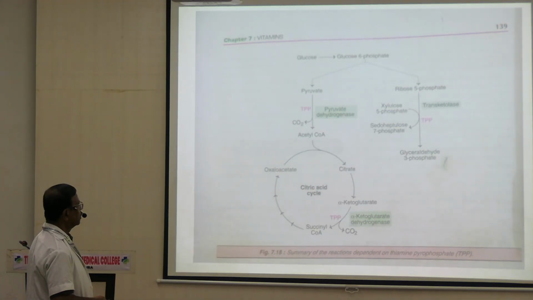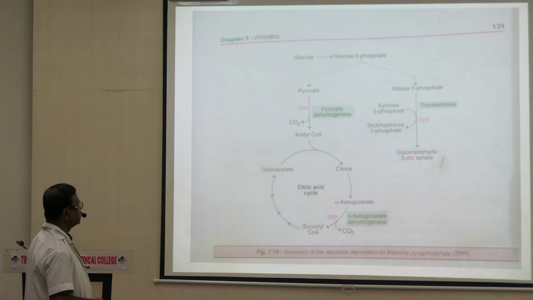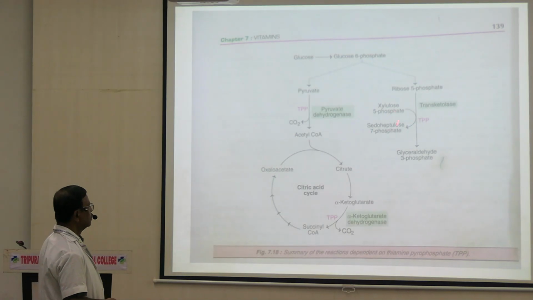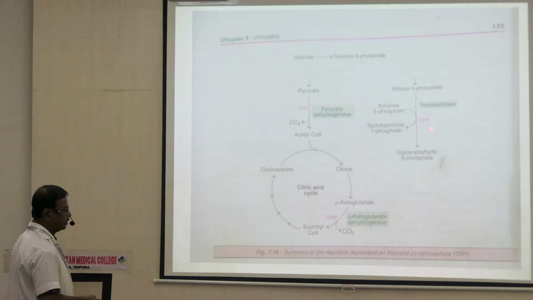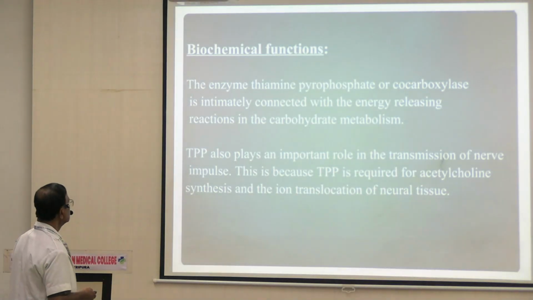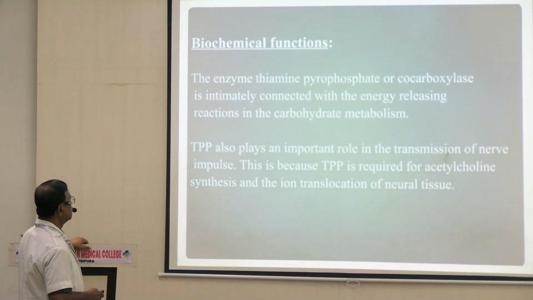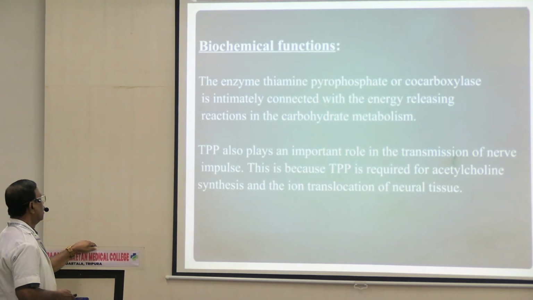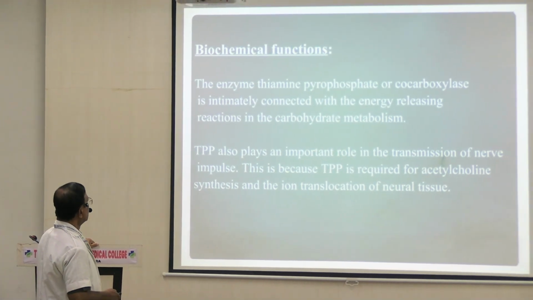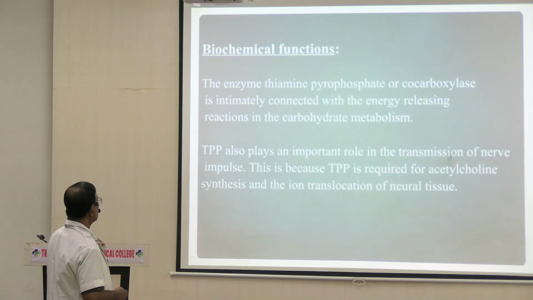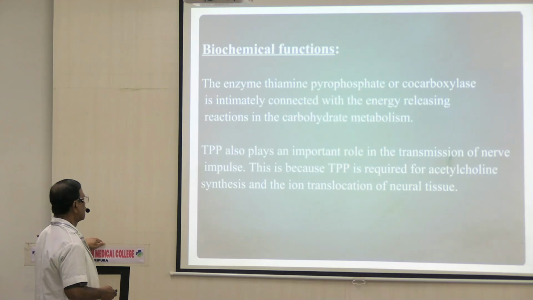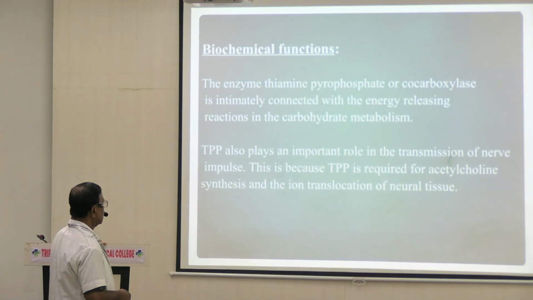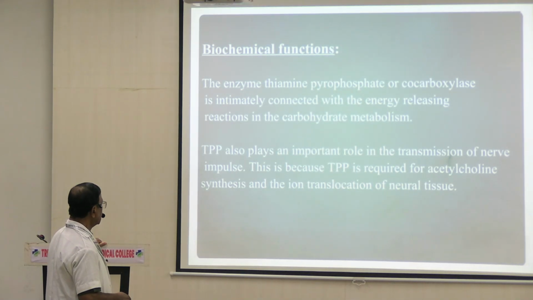Transketolase converts ribose phosphate to glyceraldehyde 3-phosphate. This is a reaction of the HMP shunt. Here also TPP is required. So, biochemical function: the enzyme thiamine pyrophosphate, or co-carboxylase, is intimately connected with the energy releasing reactions of carbohydrate metabolism. It plays an important role in transmission of nerve impulse because TPP is required for acetylcholine synthesis.